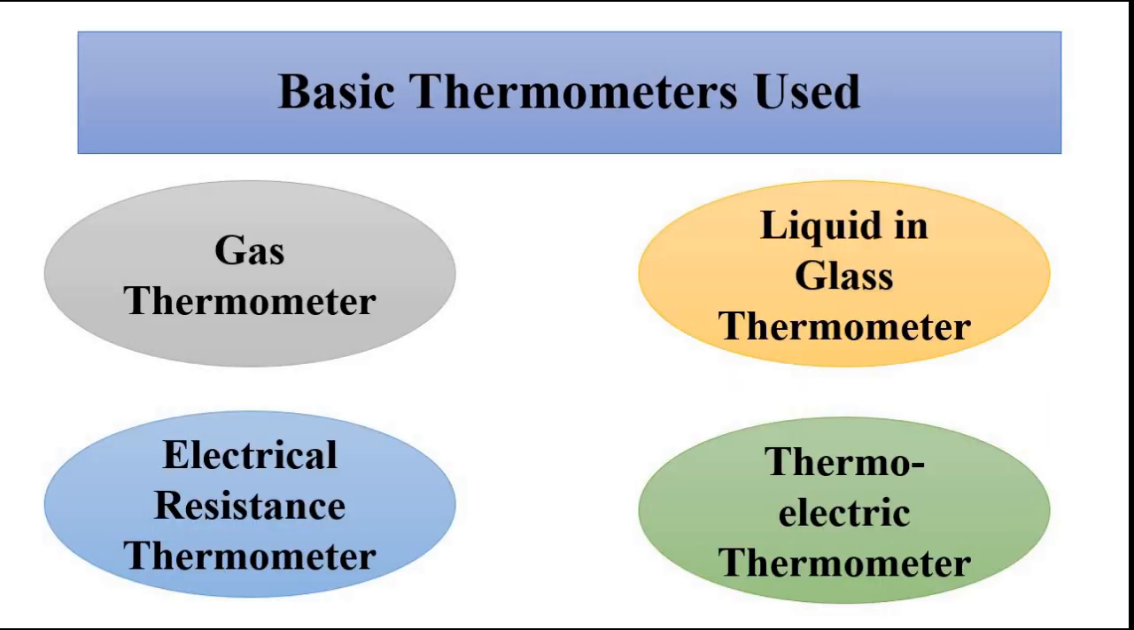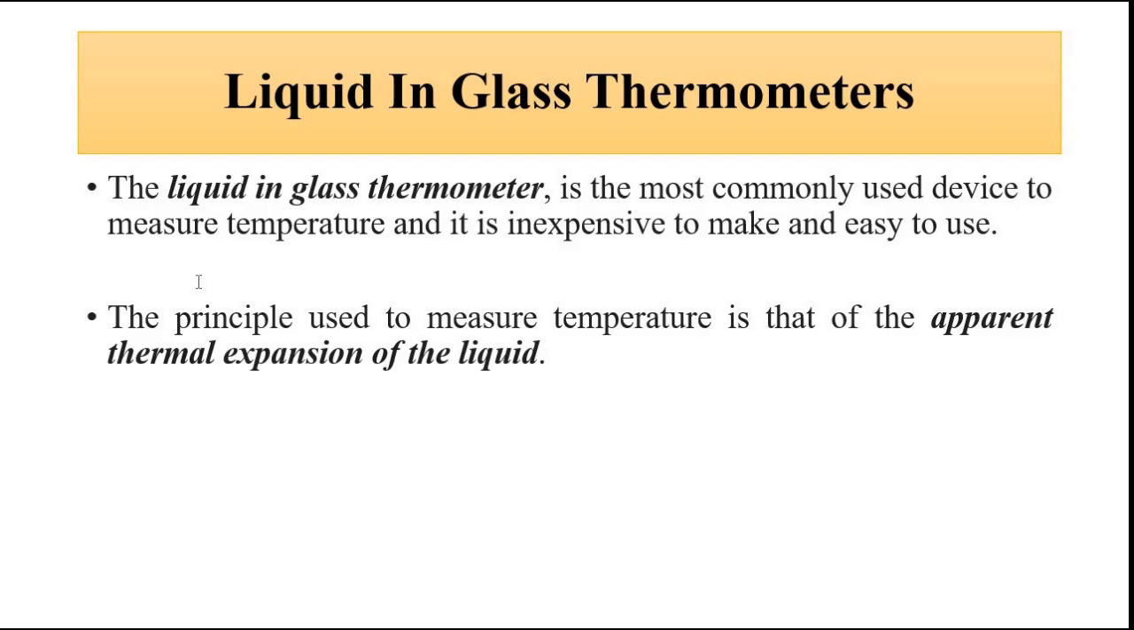So the next thermometer which we'll discuss is the liquid in glass thermometer. Again, there are different modifications of it, but the basic one we'll discuss. The liquid in glass thermometer is the most commonly used thermometer to measure temperature. The thermometers which we use in our homes, when we put them in our armpits or in our mouth to measure temperature when we have fever, that is the liquid in glass thermometer, the mercury based thermometer.